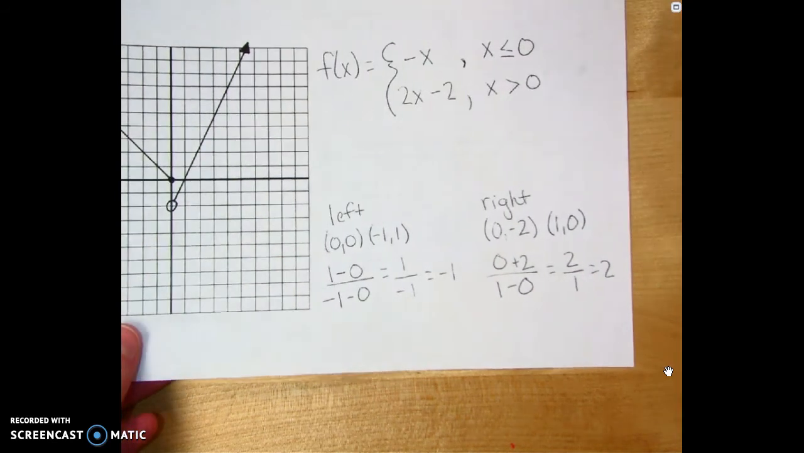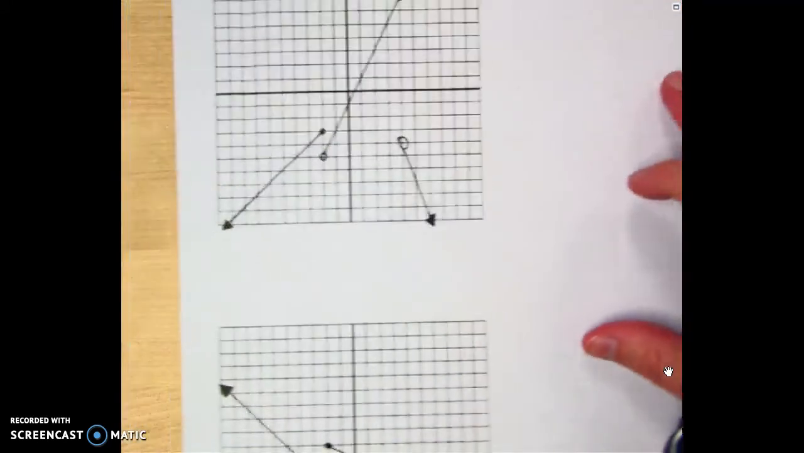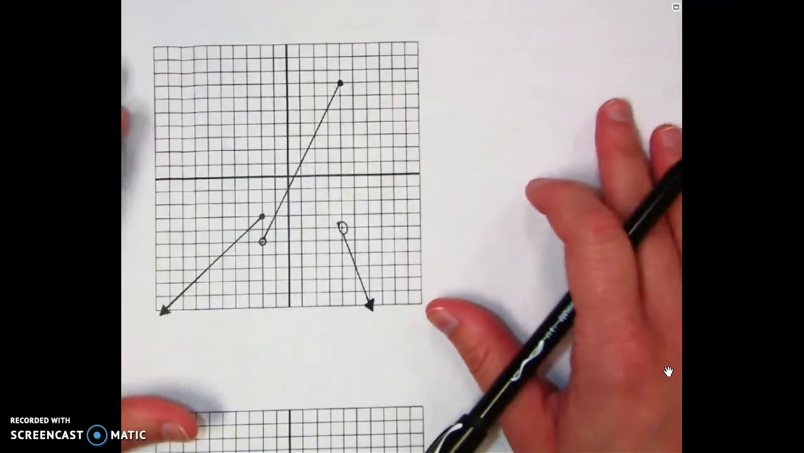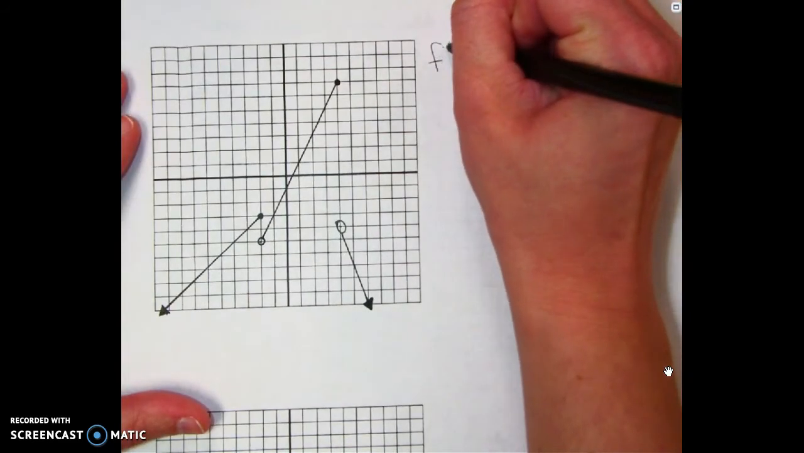Okay, the next one on the back has 3 of them. And I like to work left to right. You don't have to if you don't want to. But let's try it.